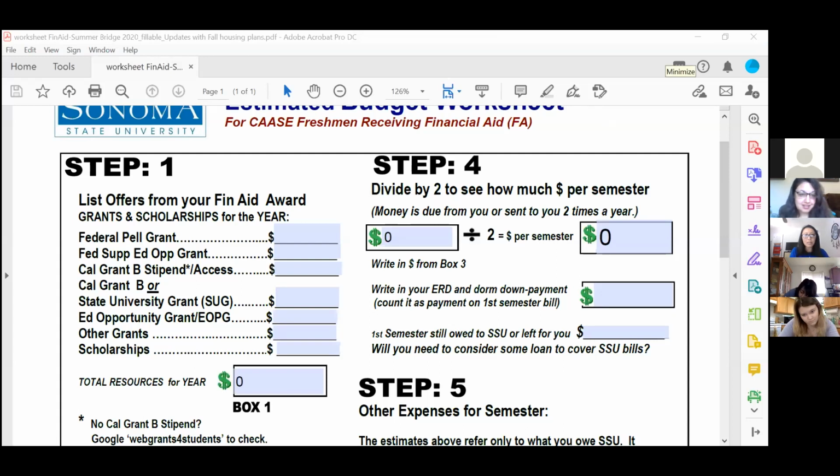Let's go ahead with this first step. Look at your first step, and we'll put in your federal Pell Grant. If you do receive a federal Pell Grant, go ahead and put that amount in there. Erica says that she has one. Erica, can you give me an amount for the federal Pell Grant, please?